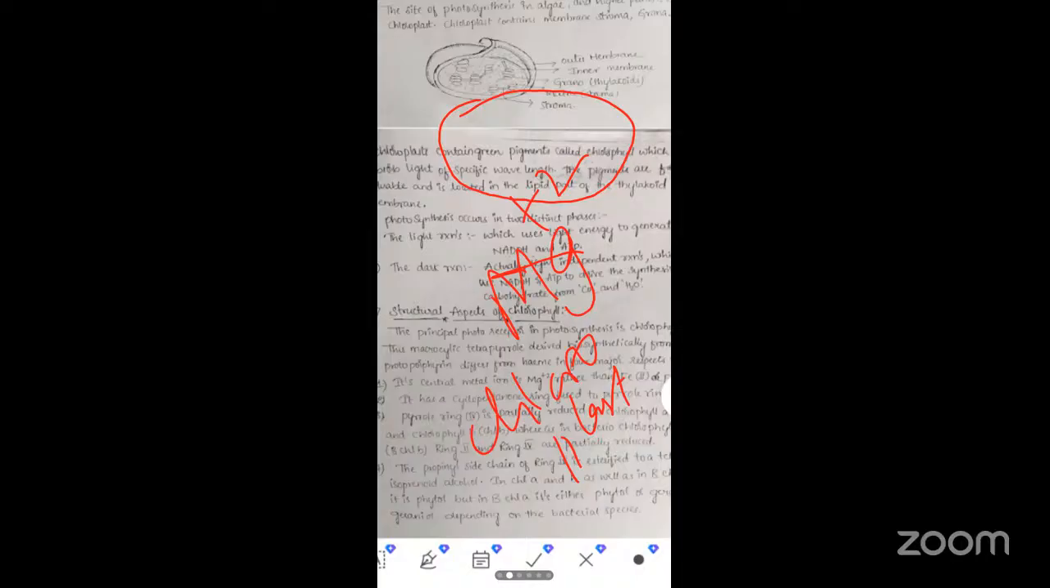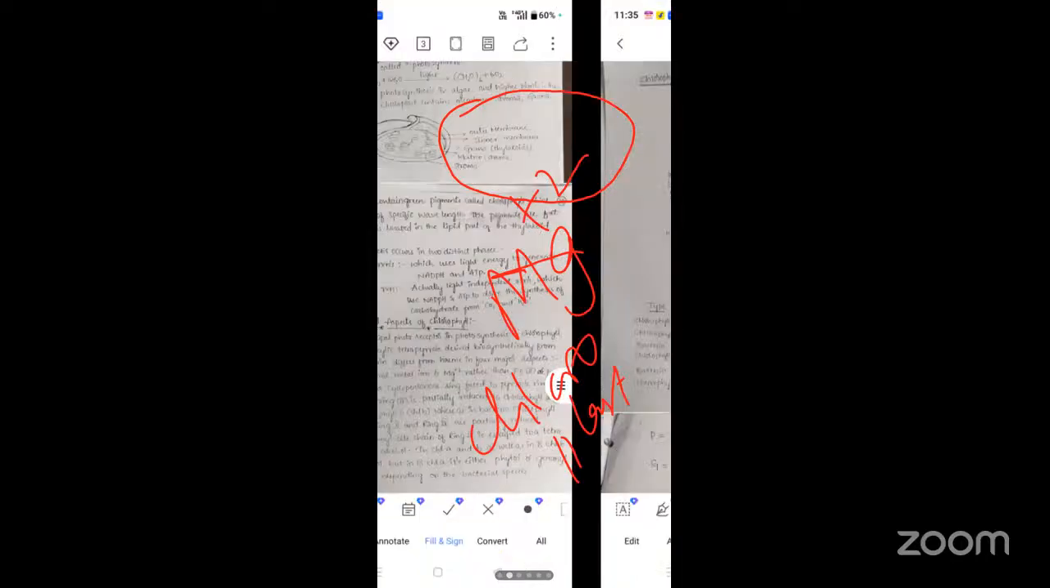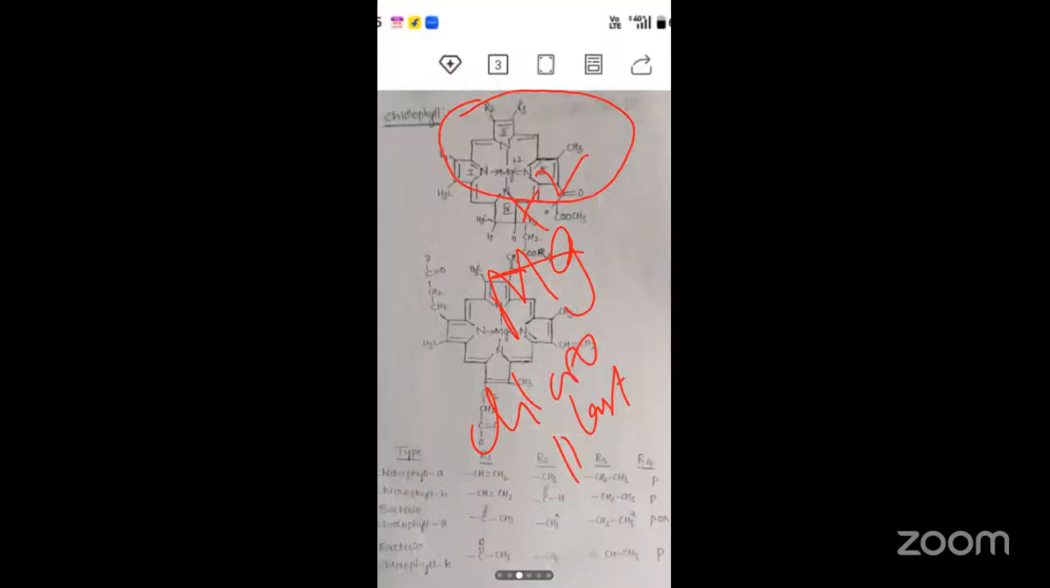Based on that, we can explain the structure of chlorophyll. This is also similar to the hemoglobin structure.